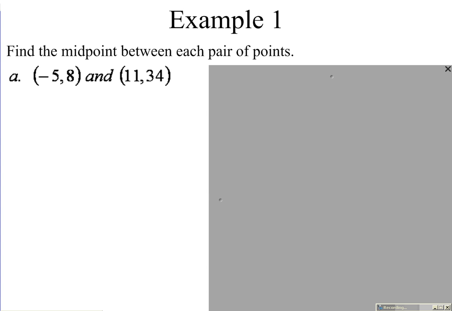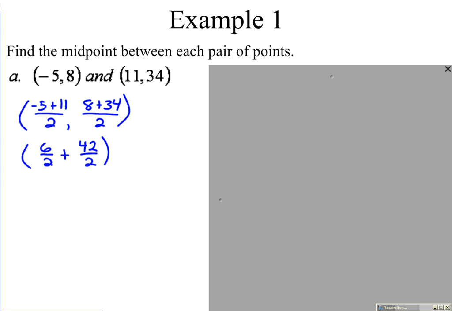So find the midpoint between these 2 points. Simply take the x coordinates, add them up, take the y coordinates, add them up. There's your midpoint. So I have -5 plus 11 divided by 2, 8 plus 34, and divided by 2. -5 plus 11 is 6. 8 plus 34 is 42. Divide, simplify, we get 3, 21. There's the midpoint.